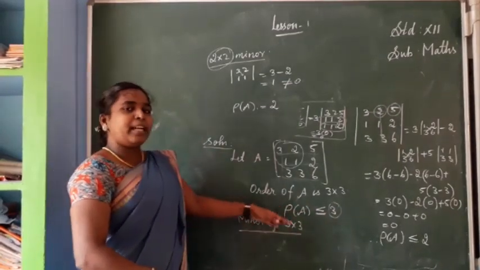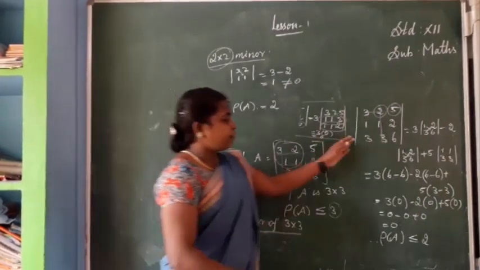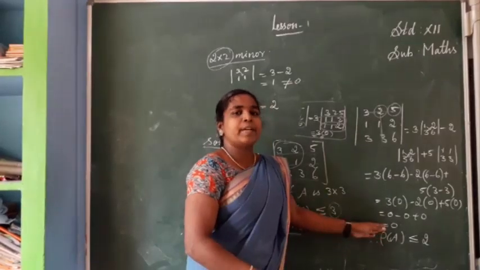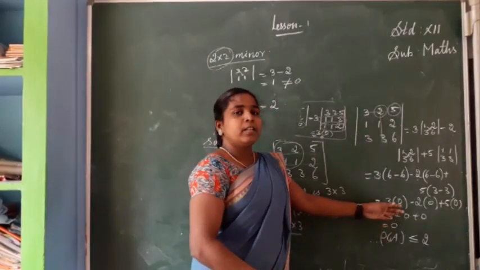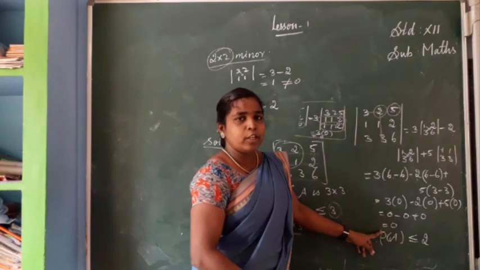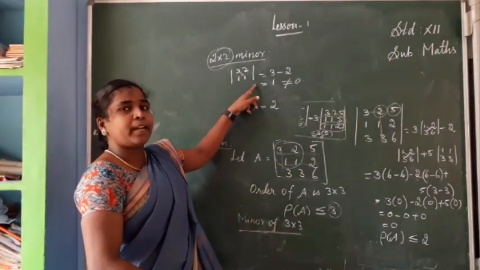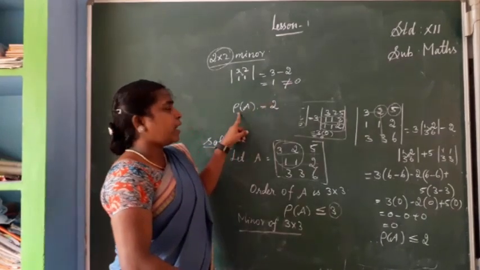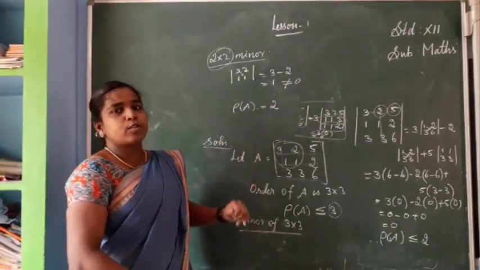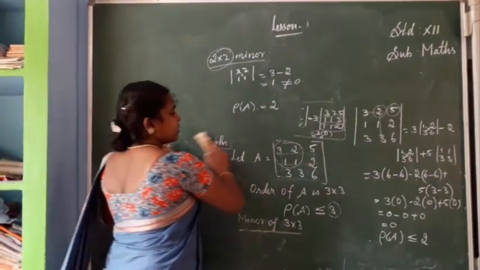First we are finding the 3 by 3 matrix minor. If you are getting not equal to 0, then we can say the rank of A is 3. But here we got equal to 0. So next we have to find the 2 by 2 minor. In the 2 by 2 minor we got not equal to 0. So that's why rho of A equal to 2. Okay, so that's all.